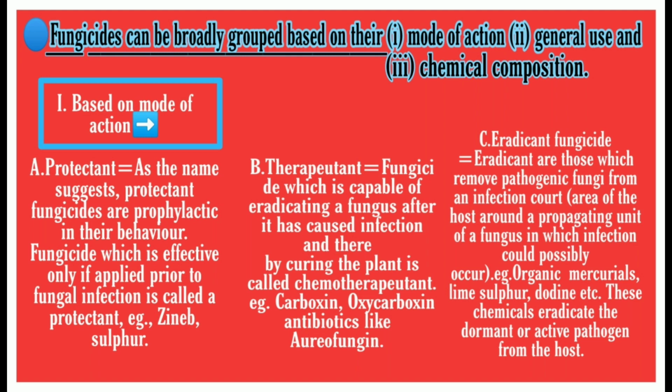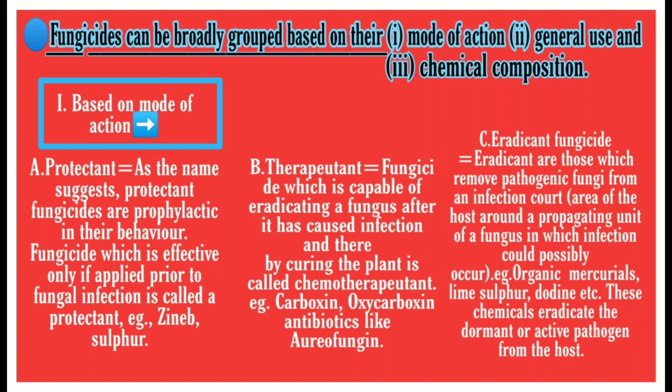A. Protectant: as the name suggests, protectant fungicides are prophylactic in their behavior. A fungicide which is effective only if applied prior to fungal infection is called a protectant. E.g., zineb, sulfur. B. Therapeutant: a fungicide which is capable of eradicating a fungus after it has caused infection, thereby curing the plant, is called a chemotherapeutant. E.g., carboxin, oxycarboxin, antibiotics like griseofulvin.